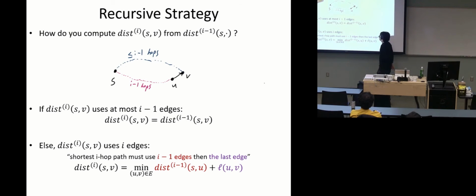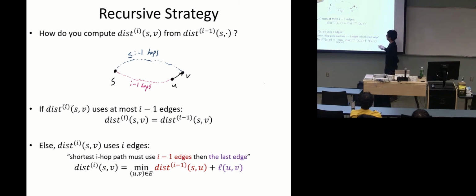So actually there is a kind of simple condition. If you know that the i-hop bounded shortest path uses at most i minus 1 edges, then you can just assign this distance to this vertex. It's just a case where you don't even use i hops. But if you use i hops, then you know that this shortest i-hop path must use i minus 1 edges first, and then there is a last edge.